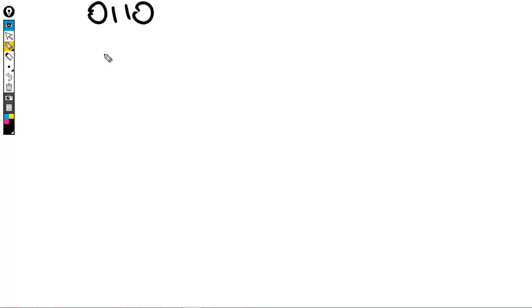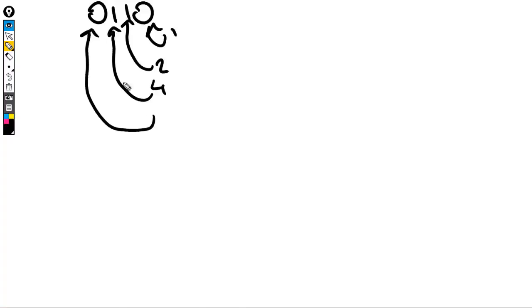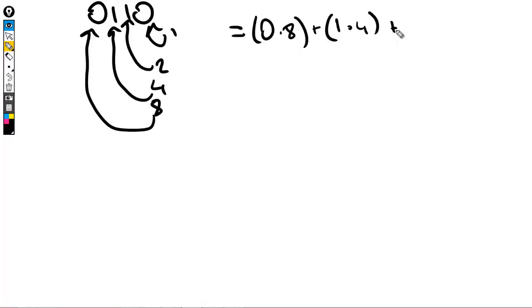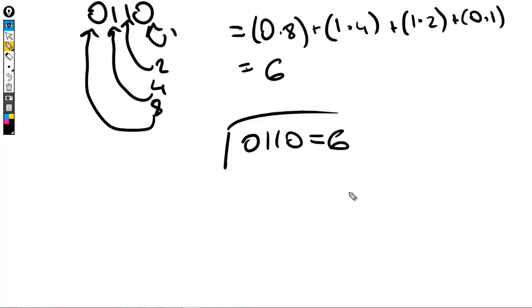So let's take a simple number like 0110. Now, we know that this spot has a value of 1, this spot has a value of 2, this has a value of 4, and this is a value of 8. Now, what we can do from this is just multiply the numbers. So this is going to equal 0 times 8 plus 1 times 4 plus 1 times 2 plus 0 times 1, and this equals 6. So 0110 equals 6. That's how we get our answer.